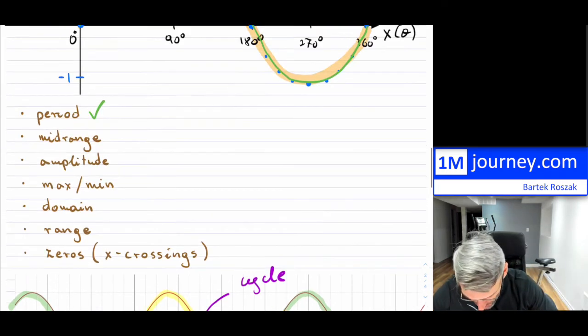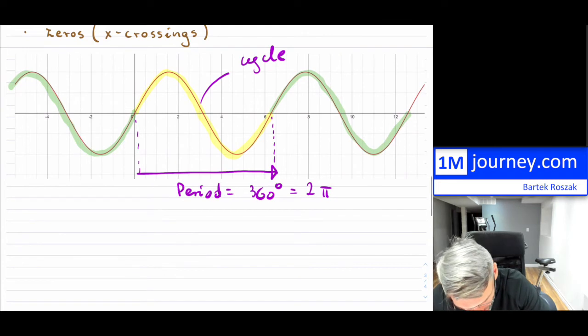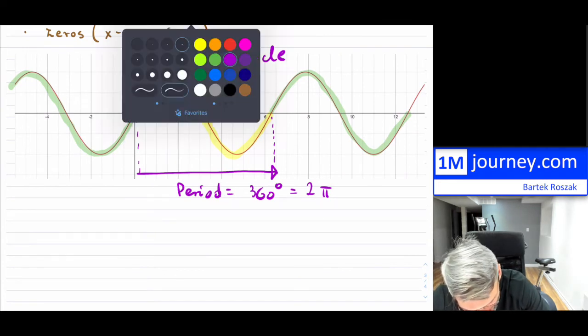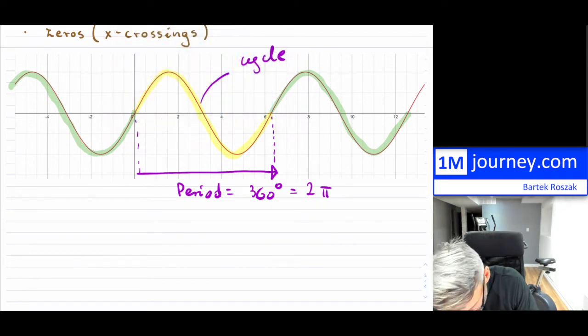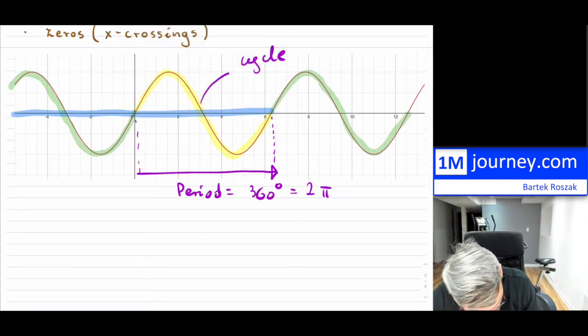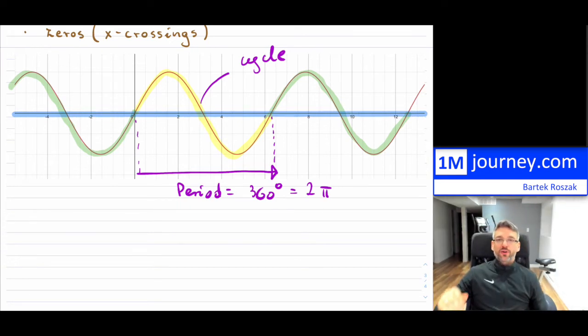All right, so what else? Midrange. Well, notice the midrange of this. Let me maybe do it here in blue. So the midrange is the middle distance. If you remember what the midrange is, it's your maximum value plus your minimum value.